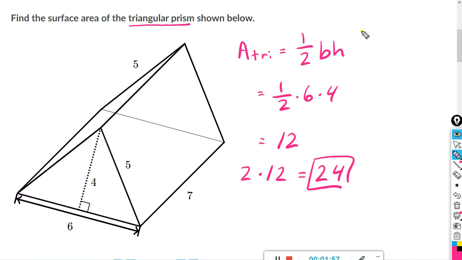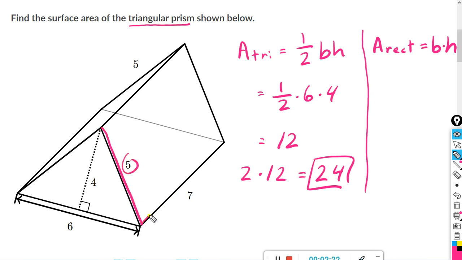Now for the rectangles. We know that the area of a rectangle is just length times width, or base times height. If we take this rectangle right here on the right, we can see the height is 5 and the base is 7. So for the area of that rectangle, it's just going to be 5 times 7. And 5 times 7 is just 35.